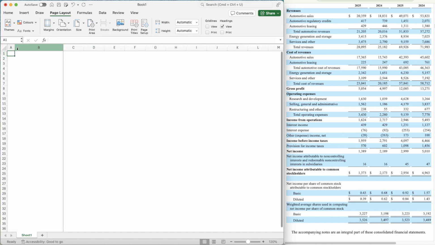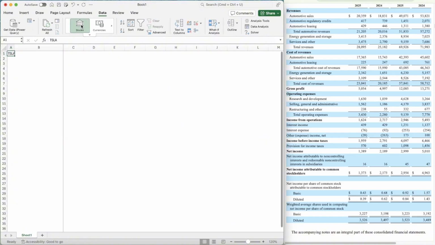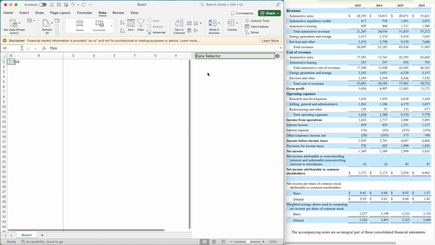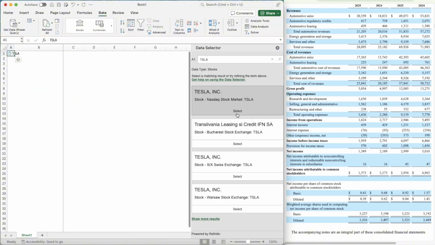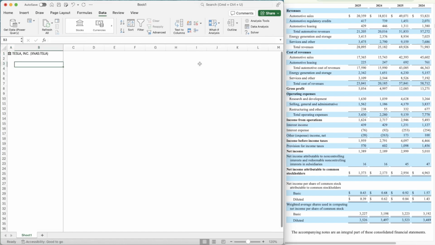In A1, type TSLA, the ticker for Tesla. Go data, stocks. Come on. Here we are, and select this one, TSLA on the NASDAQ. Okay, so let's get started. We want the ticker, the date, the current price, the implied from what we get from the model, and then if there's any up or downside.